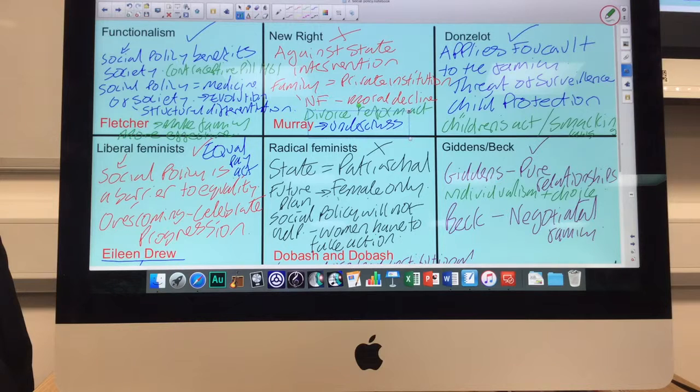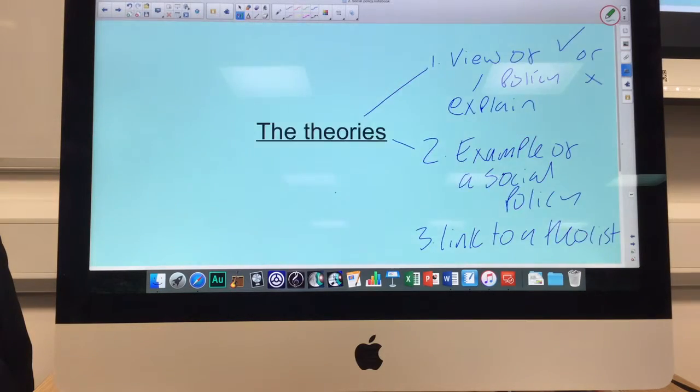I'll show you an essay question that this will all relate to in a moment. All right? If you've used the Divorce Reform Act previously, don't use it again. What you've now got to do is think about another policy that might have given, say, women more individualism or choice, or give people generally more choice of what type of relationship they can go into. So look at your list of social policies.